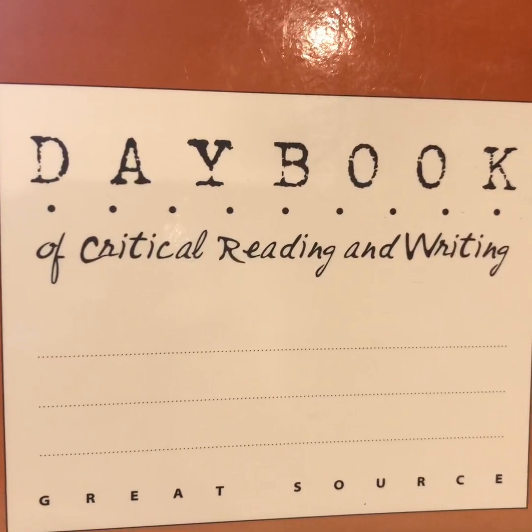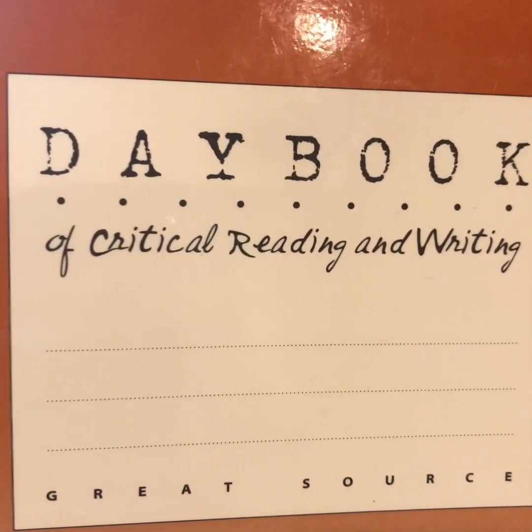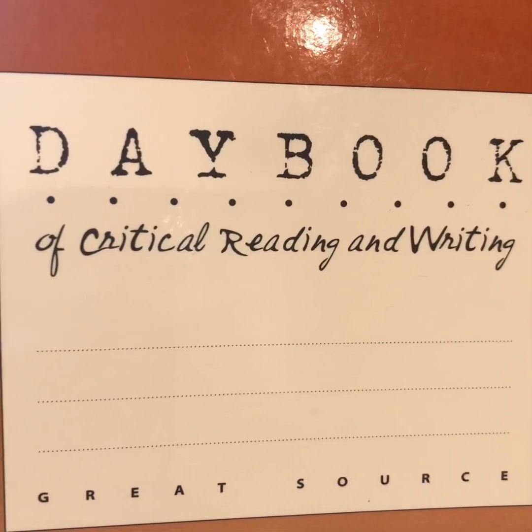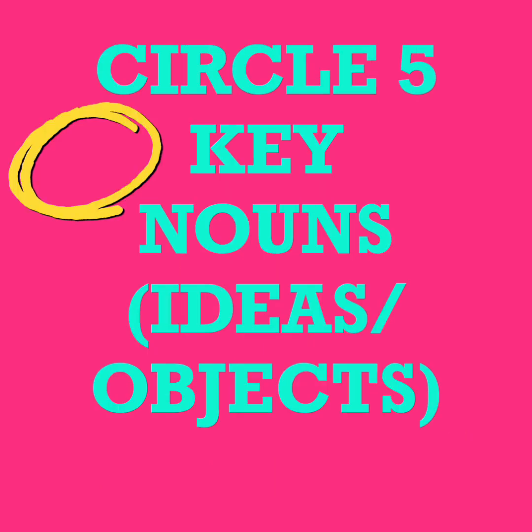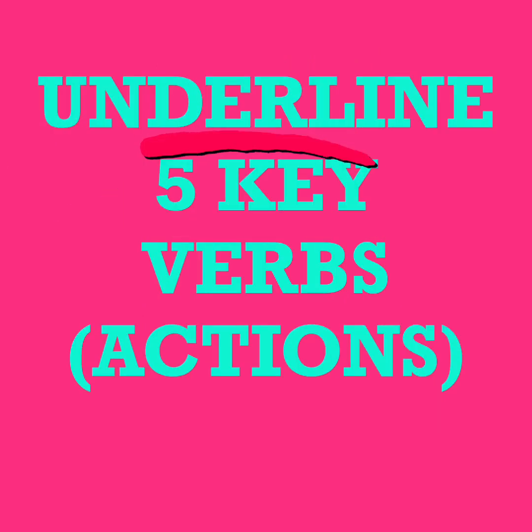So you should have your daybook out and in front of you with the new handout out and in front of you as well. Please open up your daybook to page 9, titled Angles of Literacy. As you listen and read along to the pages, circle the 5 key or most important nouns or ideas or objects. Underline the 5 key verbs or actions that readers or writers do.